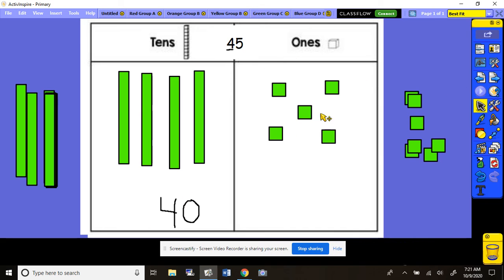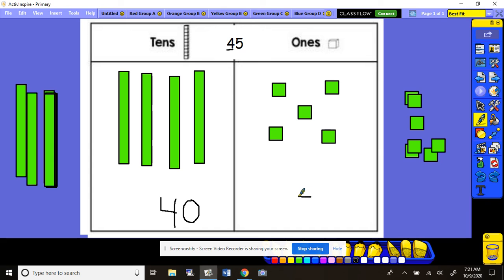Well, over here, I need to know the value of my ones place too, but I don't count these by tens. There's only one of them. I count them by ones. 1, 2, 3, 4, 5. So the value of my ones place is 5. When I add these two numbers together, when I add 40 plus 5, my tens plus my ones, I get the number 45. We call this expanded form. When you take the value of the tens plus the value of the ones, you get expanded form. So this is 40 plus 5 equals 45, and that's the number. 4 tens and 5 ones, that's the number 45.